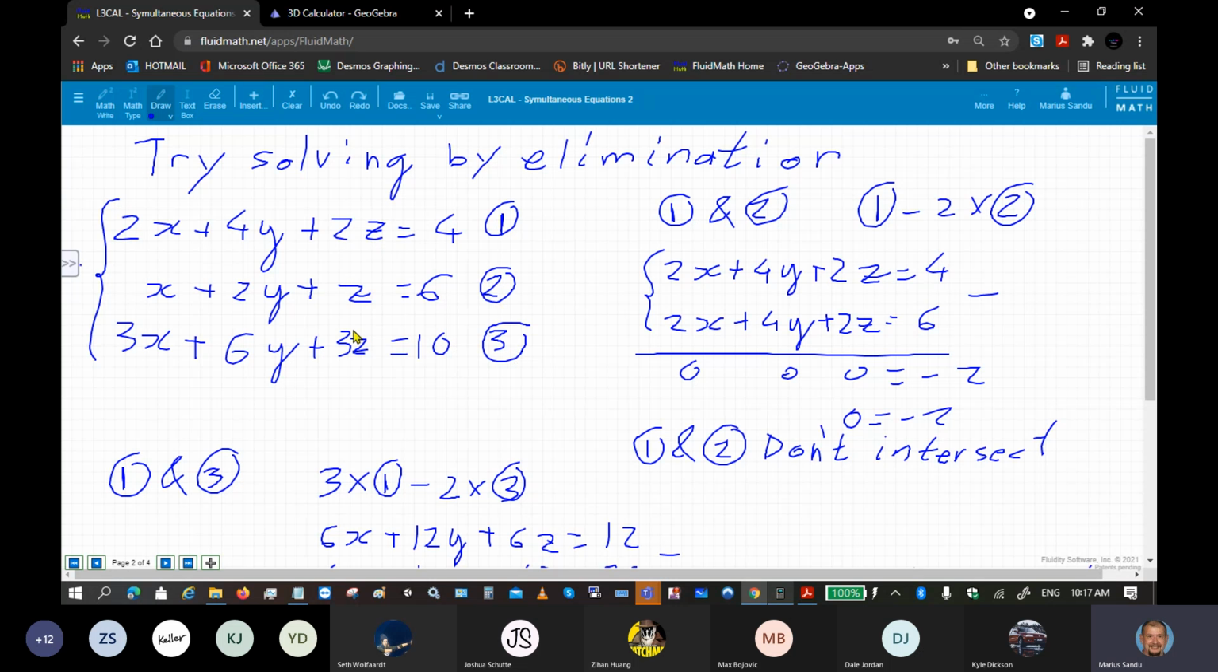So by just inspecting them, you don't need to solve. You just have a look at the coefficients and say, look, the coefficients of the variables are proportional, but the constant terms are not. That means the three planes are parallel. Simple as that.